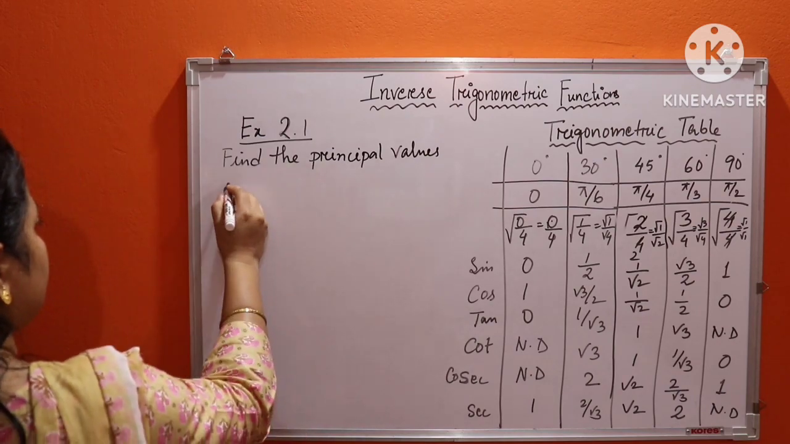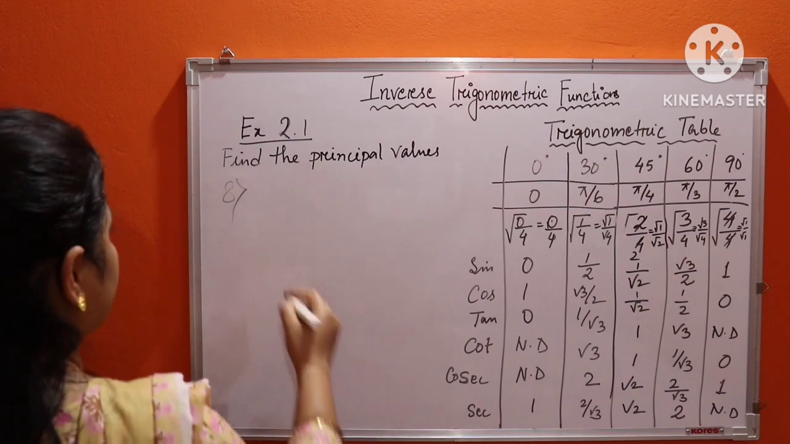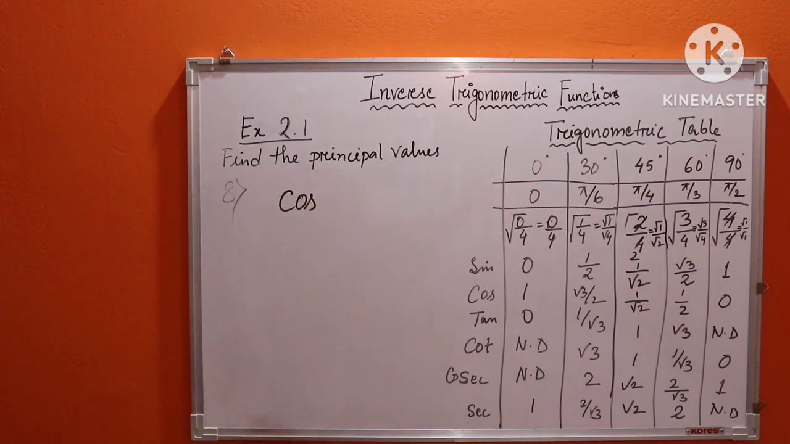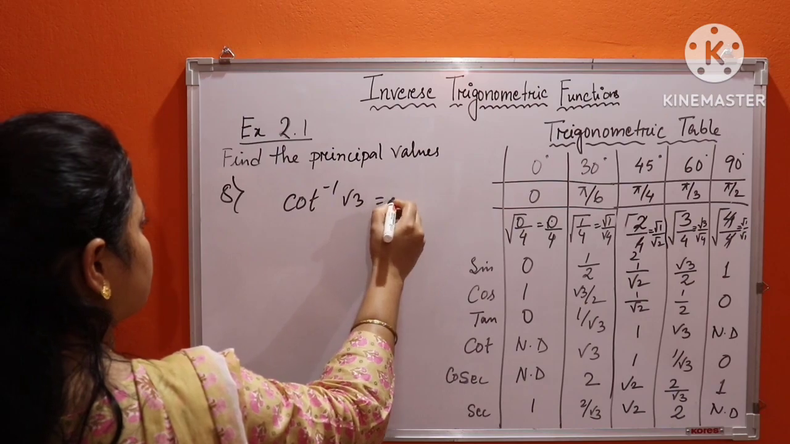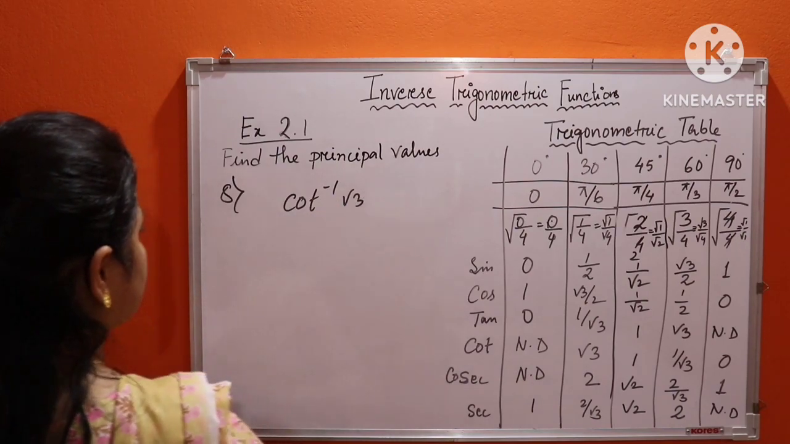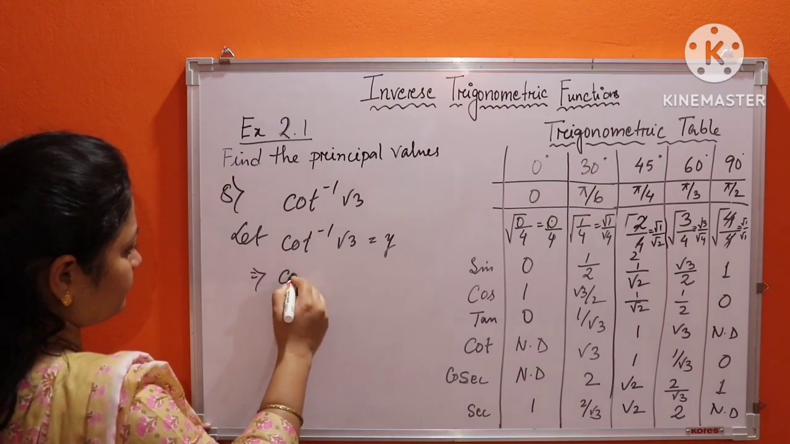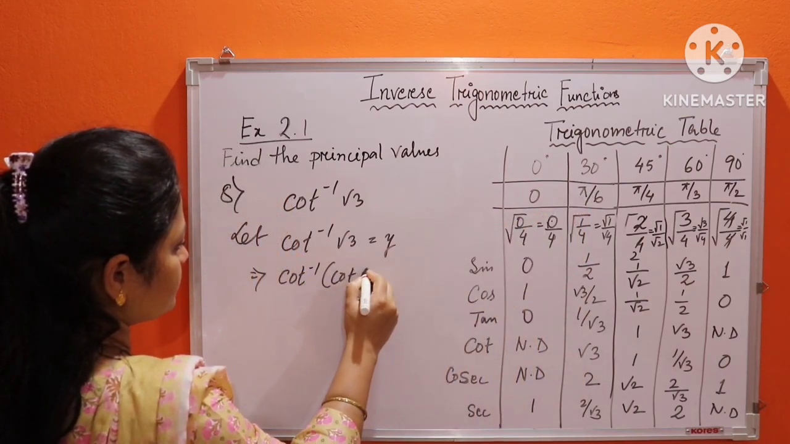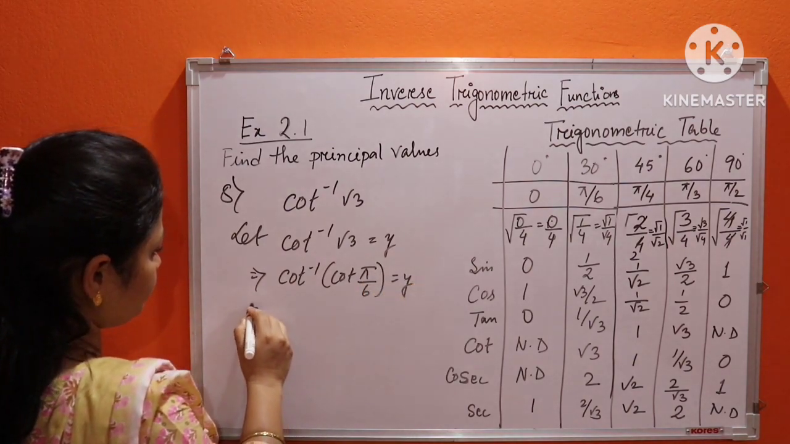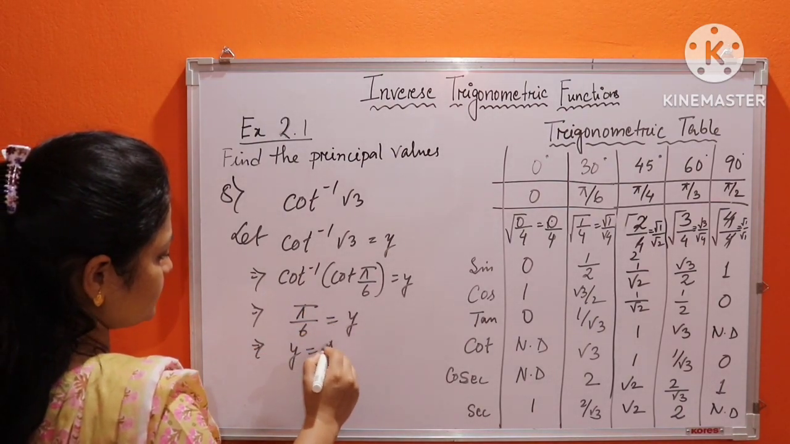Question number 8 is cot inverse root 3. Let cot inverse root 3 equal y. In place of root 3 I can write cot pi by 6, so cot y equals cot pi by 6. Cot inverse and cot cancel, so y equals pi by 6.